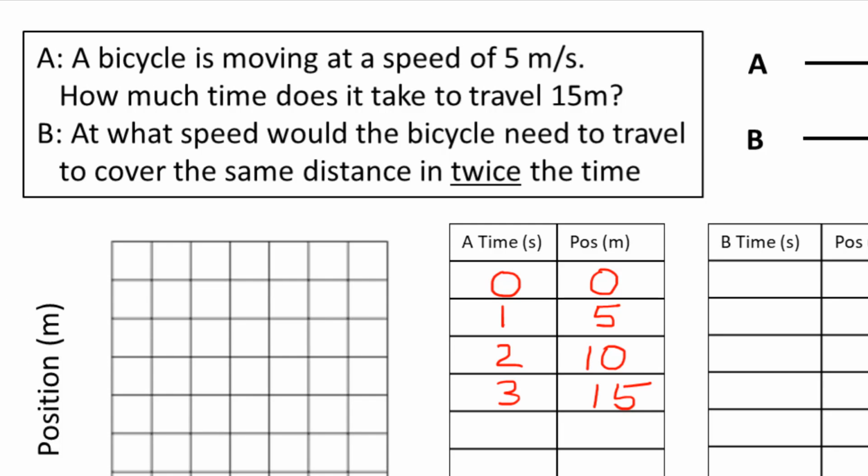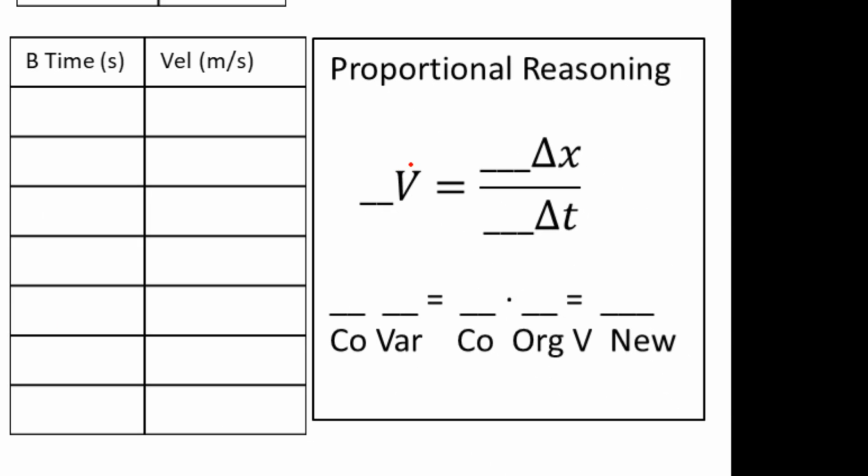So let's come back up here and we'll take a look at B. We're asking, at what speed would the bicycle need to travel to cover the same distance in twice the time? Let's come on down to our proportional reasoning. We're looking for speed or velocity here. We want to cover the same distance, so same has the number 1, and we want to be in twice the time, so 2 times. So we'll look at the new proportion for our velocity. Same distance, twice the time, 1/2. So our velocity for B will be 1/2 the velocity of A.